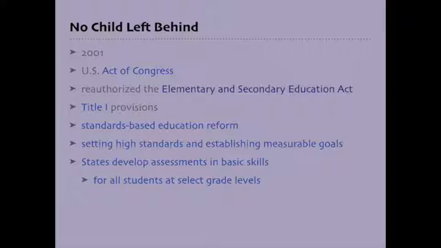It supported standards-based education reform based on the premise that setting high standards and establishing measurable goals could improve individual outcomes in education. The Act required states to develop assessments in basic skills. To receive federal school funding, states had to give these assessments to all students at select grade levels.